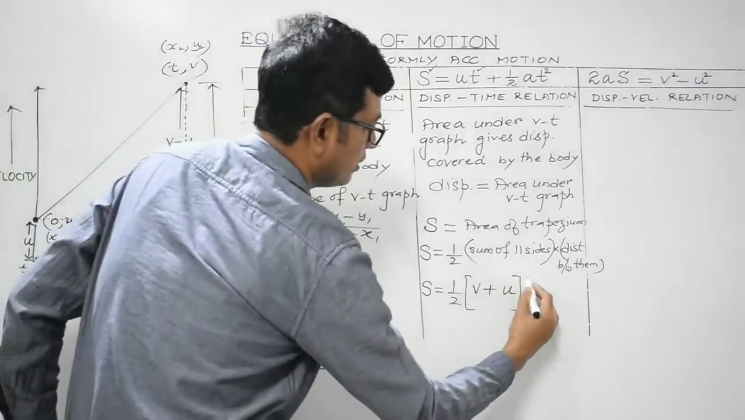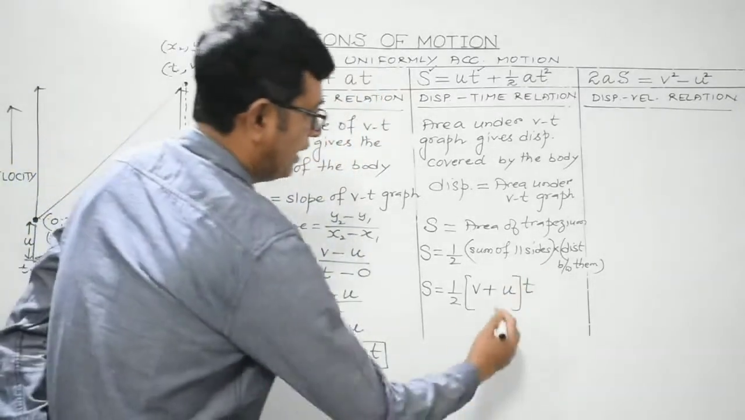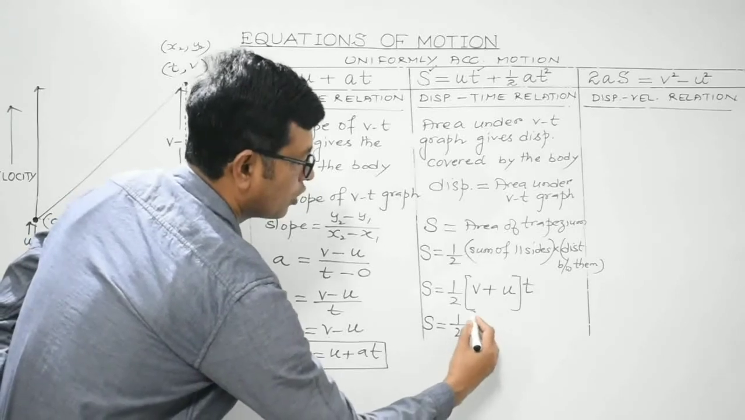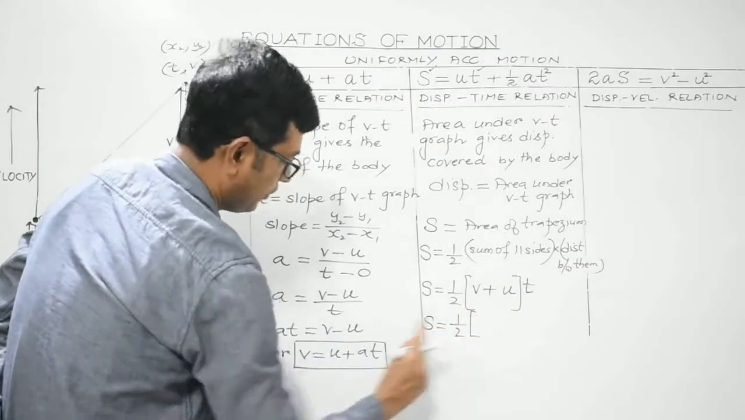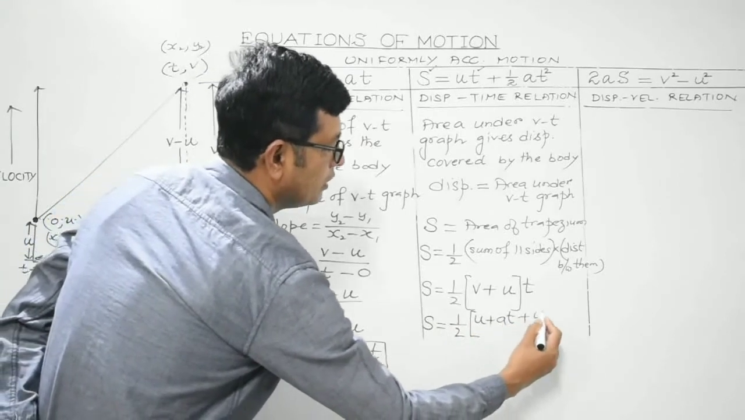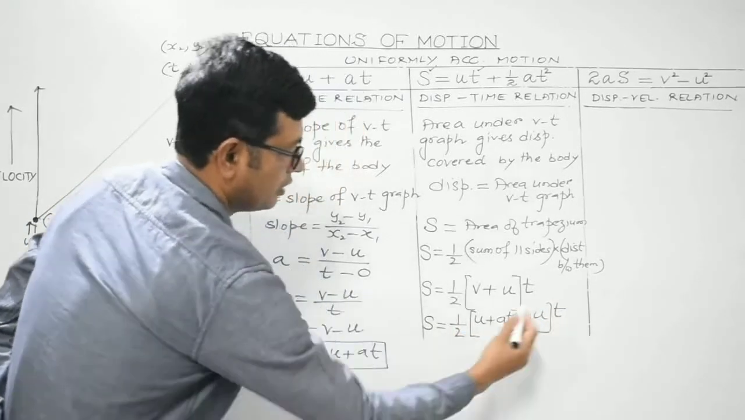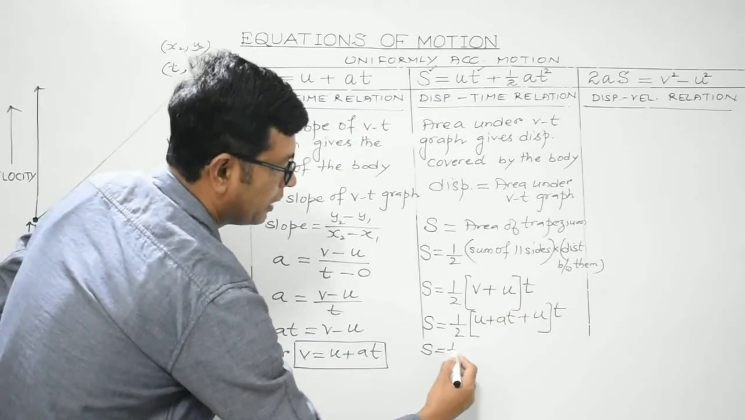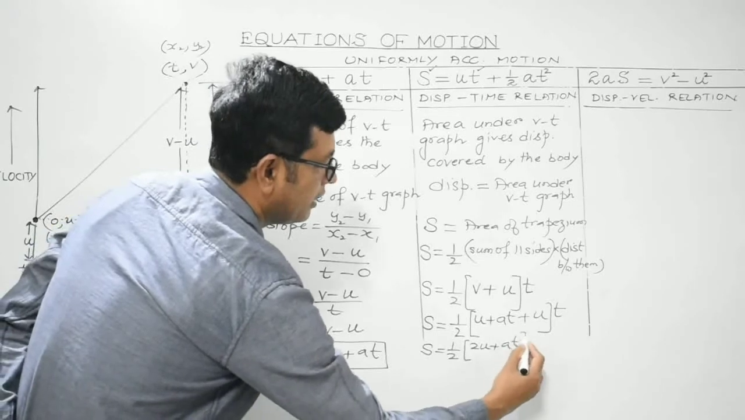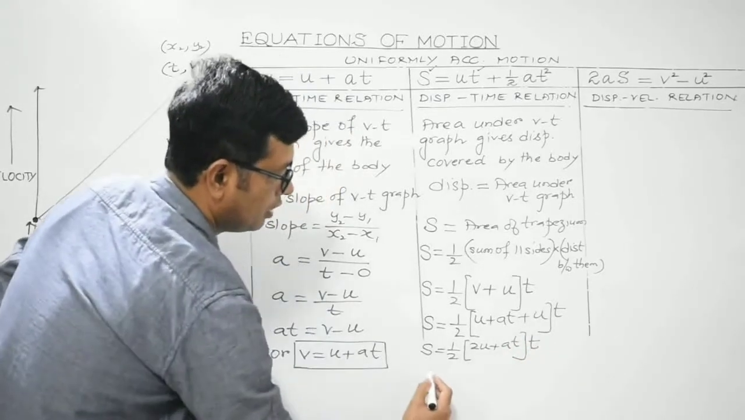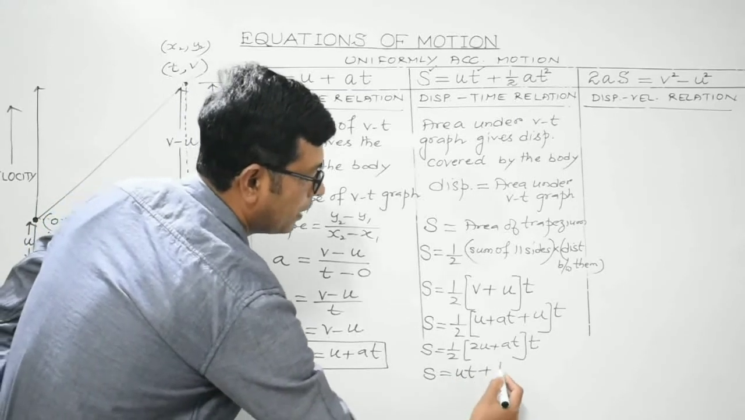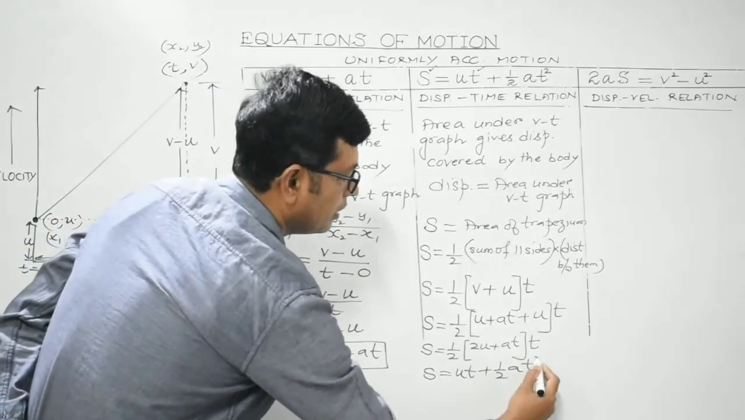So what do you get? It is t. Now, as we have done previously, you can simply solve. In place of v, from the first equation of motion, you can write u plus at, plus u, multiplied by t. So it will be equal to half, 2u plus at multiplied by t. On solving and opening the bracket, you will get ut plus half a t square.